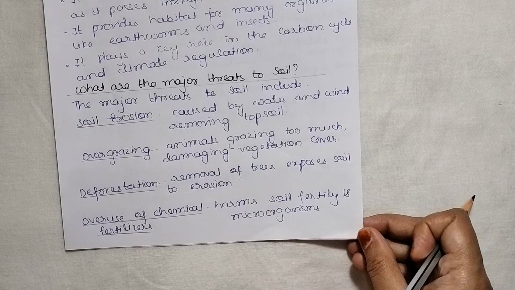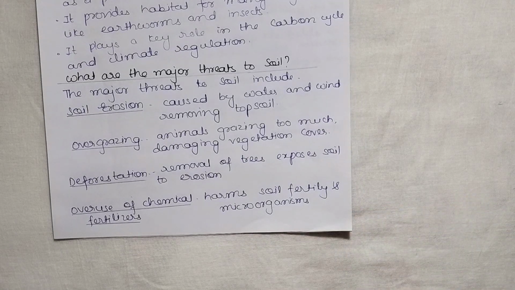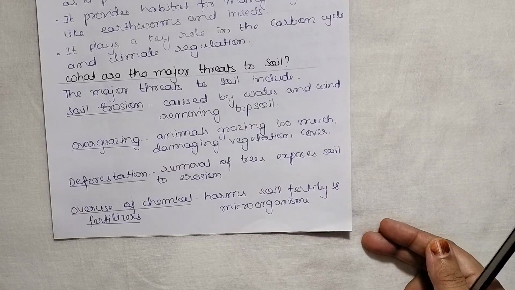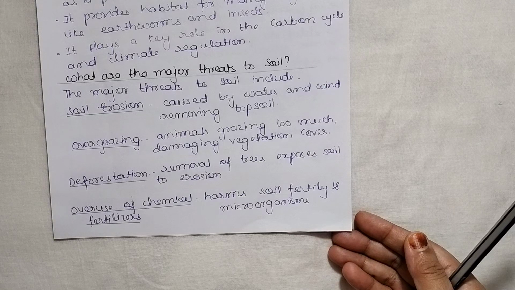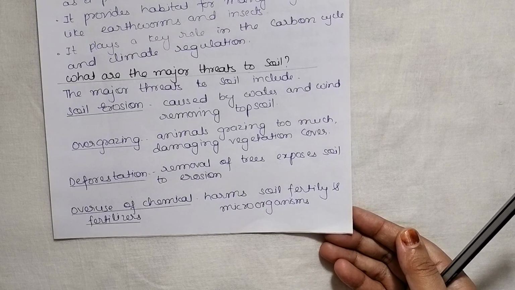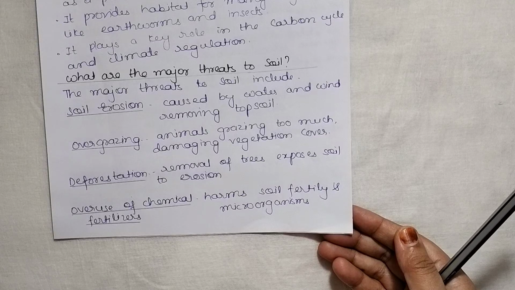Now let us see what are the major threats to soil. The first one is soil erosion. It is caused by water and wind removing the topsoil, so it is a major threat for the soil. Second is overgrazing, that is animals grazing too much and damaging the vegetation cover. Third is deforestation, that is removal of trees exposes soil to erosion.